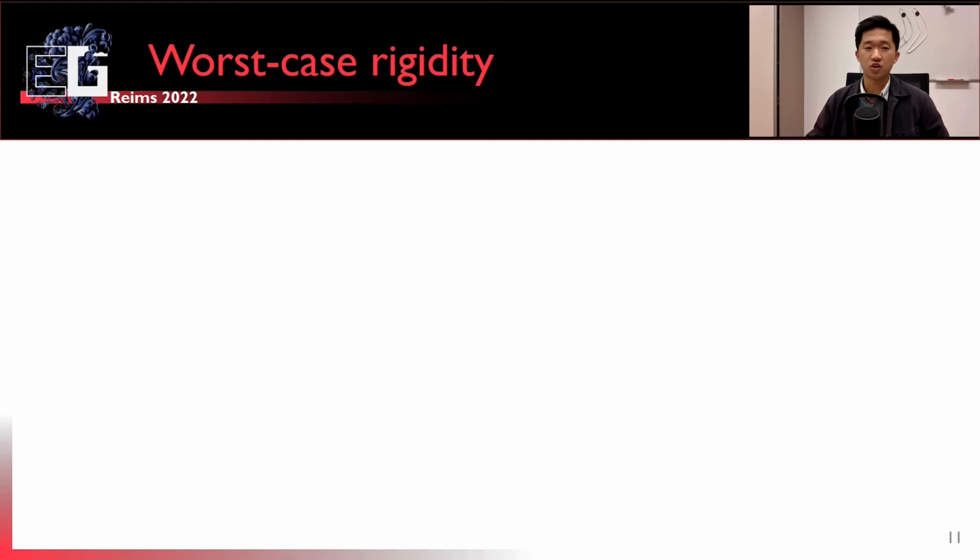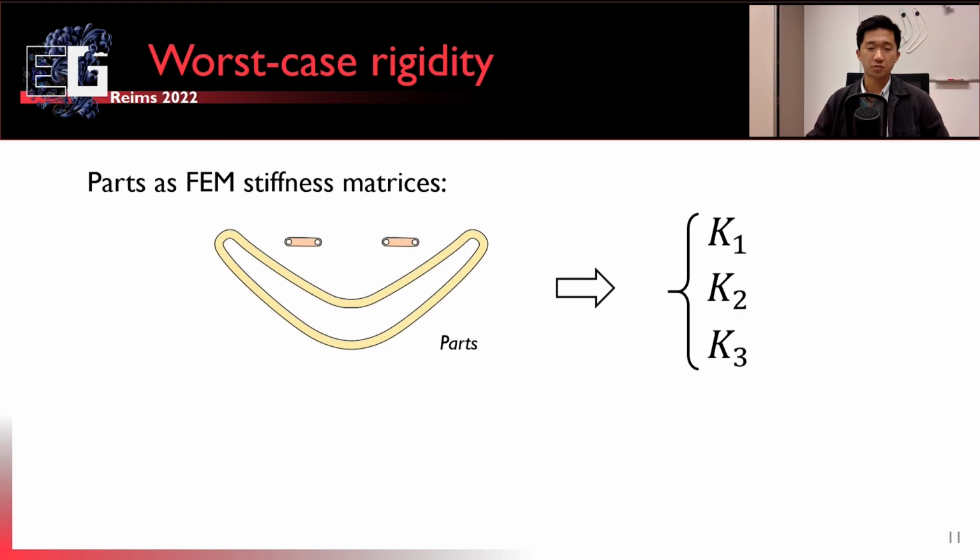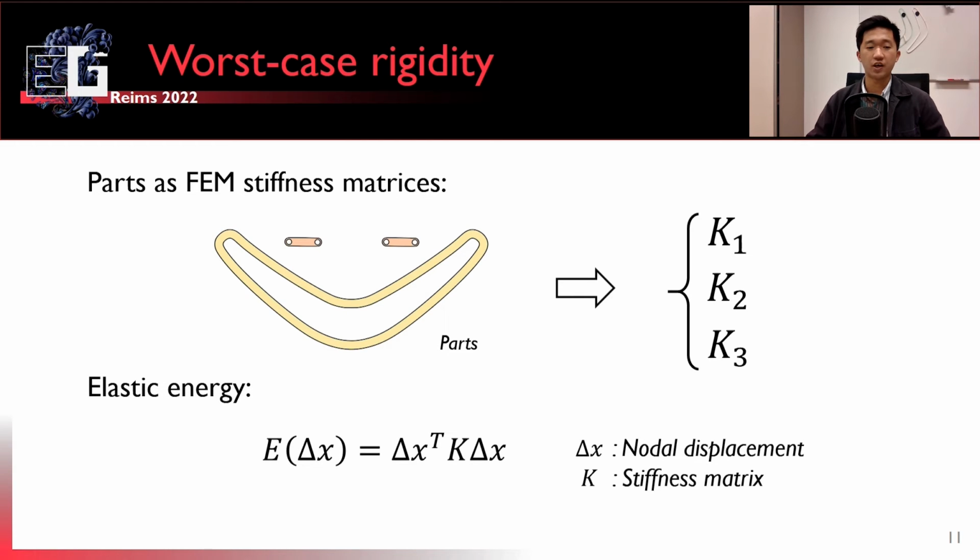The first thing I'm gonna talk about is the worst case rigidity, which is also the central concept in our algorithm. Let's begin with a little bit of preparation. We will first model the parts as elastic bodies using the finite element method. We're gonna model each part as a stiffness matrix so we can incorporate the material property we want. Then we can define our elastic energy as a quadratic function of the nodal displacement. Here we denote the nodal displacement as delta x and the stiffness matrix as K.